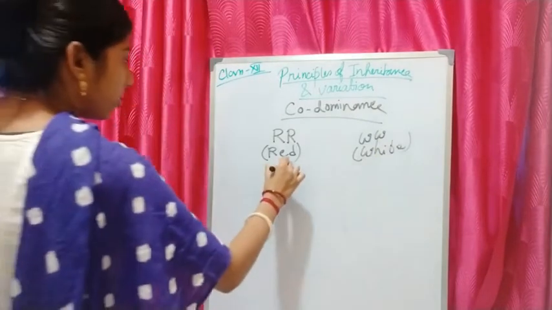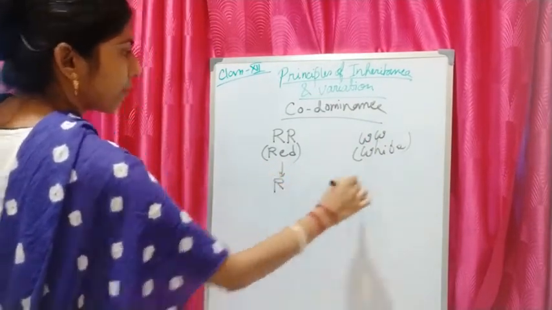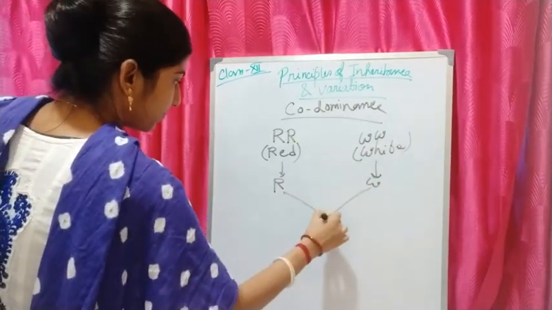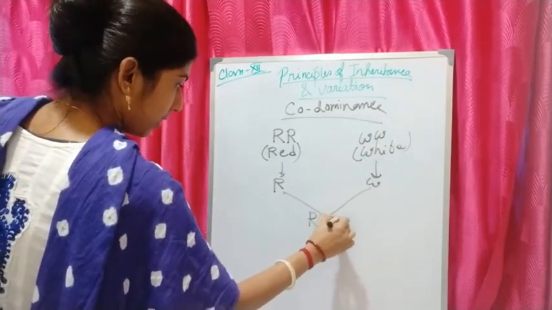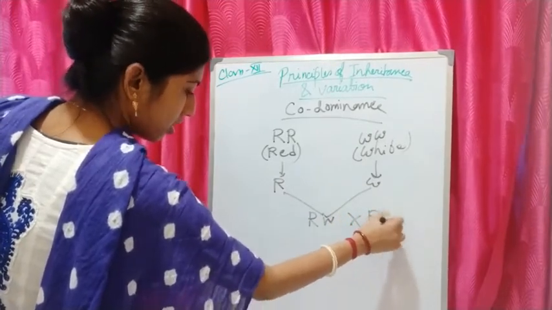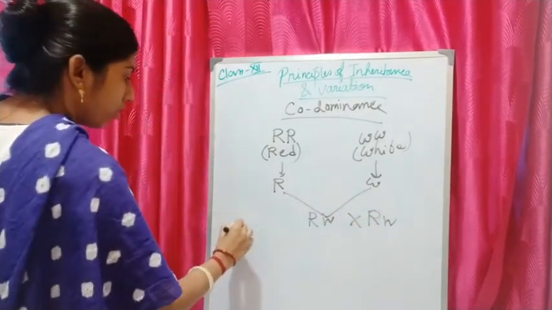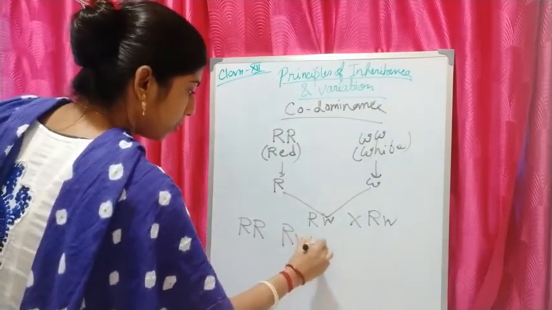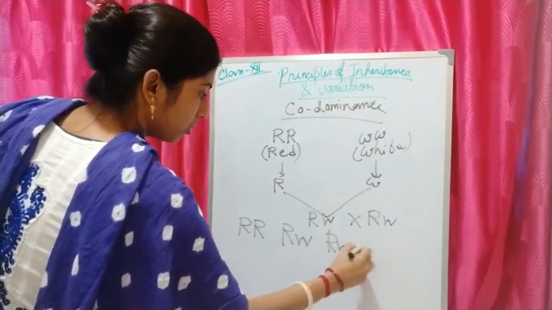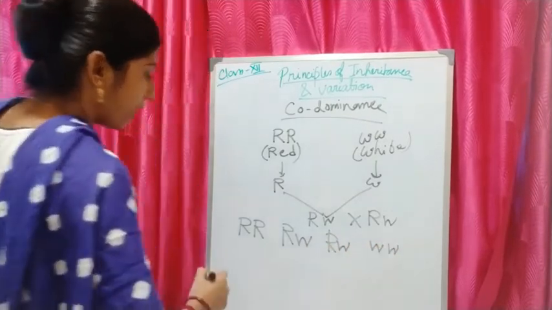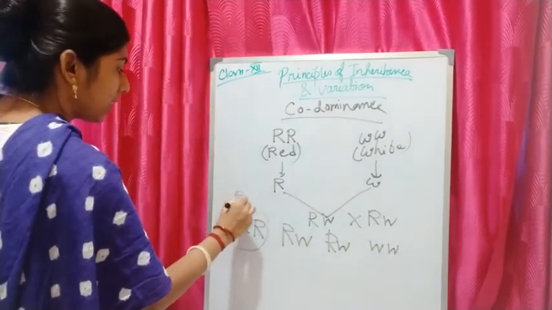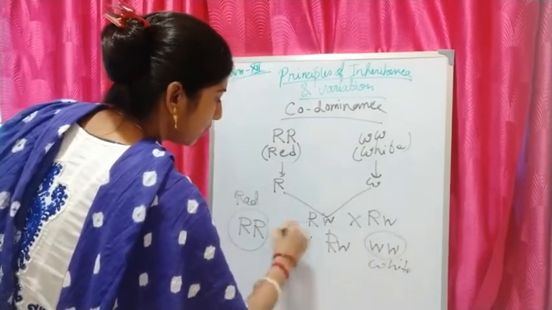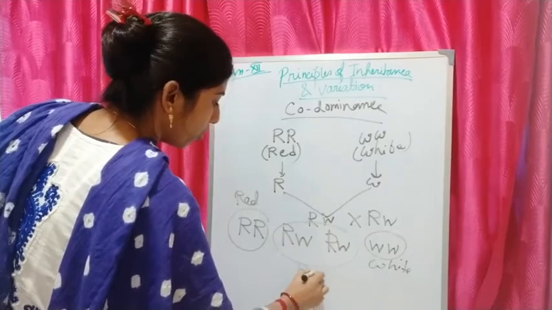Now what will be the gametes from this R or from this W? Next, if we cross these, what do we get? We will get RW, RW, RW, RW. So this one is red, this one is white, but these two show their own color.